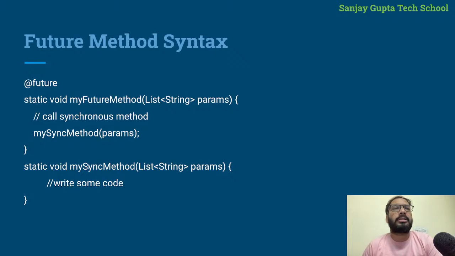If you want to run this mySync method synchronously, you will call it directly. But if you want to run it asynchronously, the mySync method is called inside my future method. If you call this future method, it will run in the background, create a separate thread, and then call this mySync method, right? So through a future method, you can call any other normal method as well, but that normal method will run in the background asynchronously. This is how the future method works.